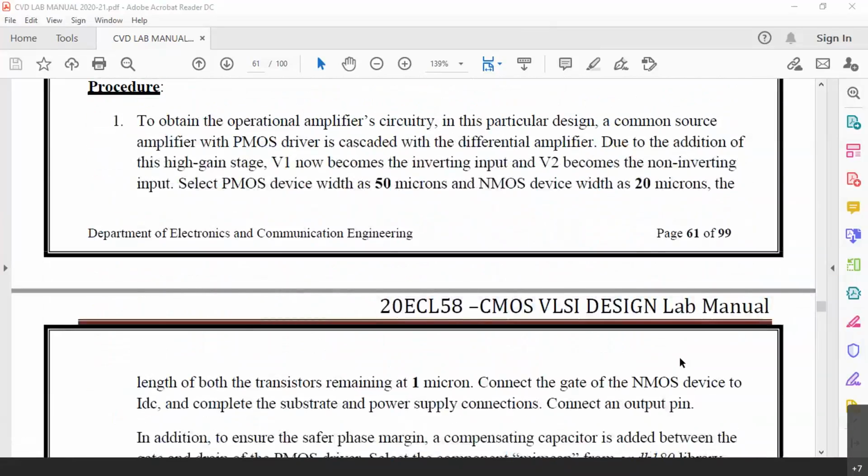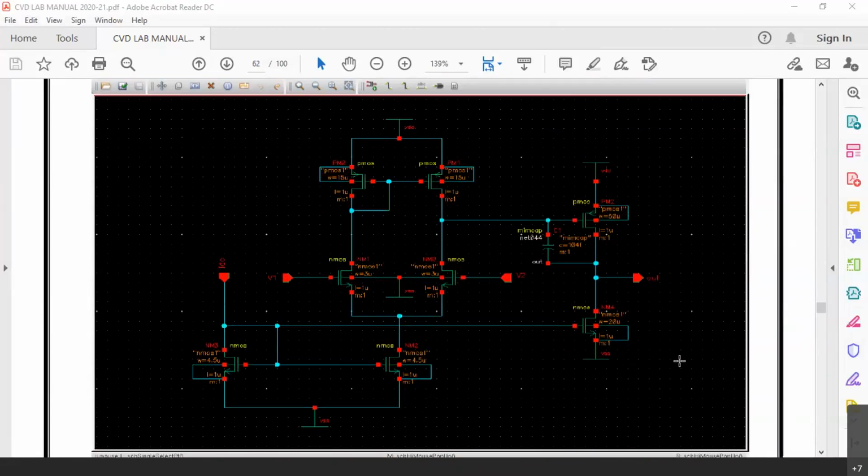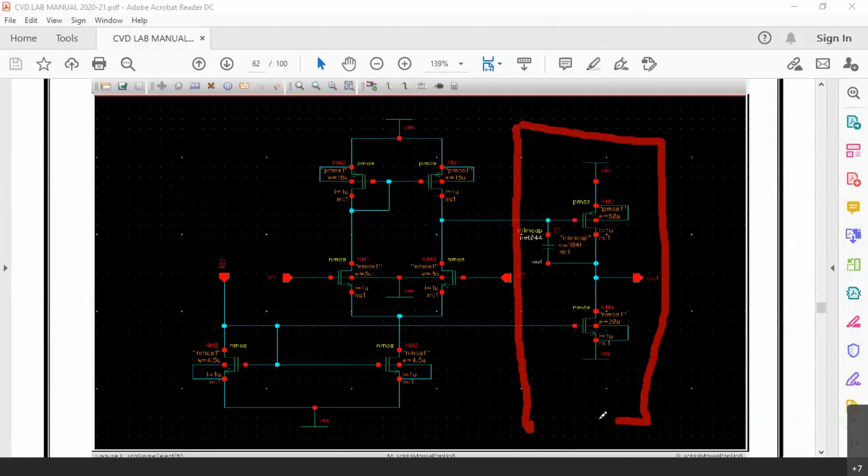So let me proceed with the circuit directly now. You can see the circuit of the op-amp now. You can see the portion. Let me draw a border line in between. Crudely, I wrote one block there.